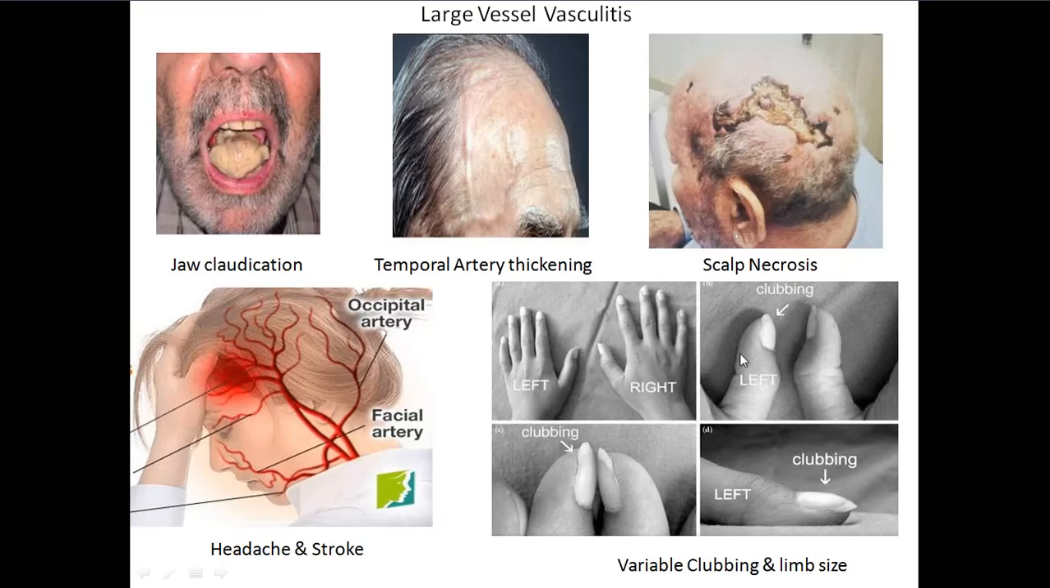So here you can see the left hand has clubbing, whereas the right hand is normal. With the variable clubbing and limb size, you can see the left hand is a bit small compared to the right hand. So these are seen in large vessel vasculitis.